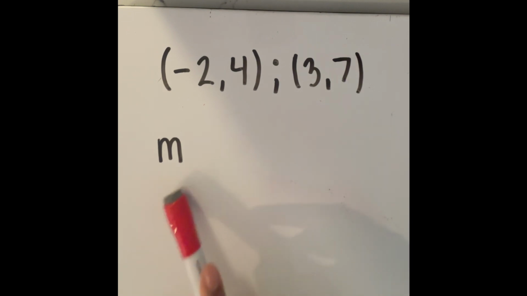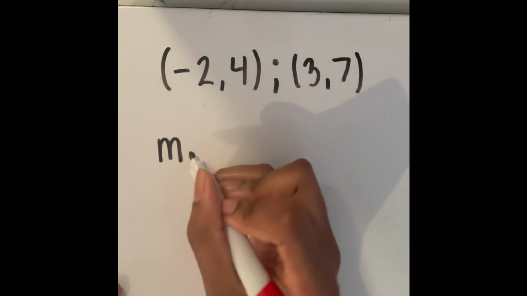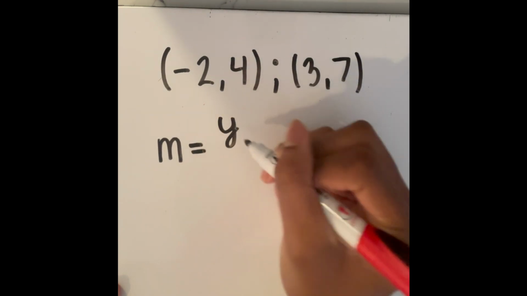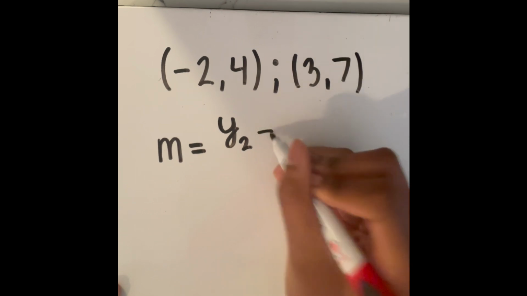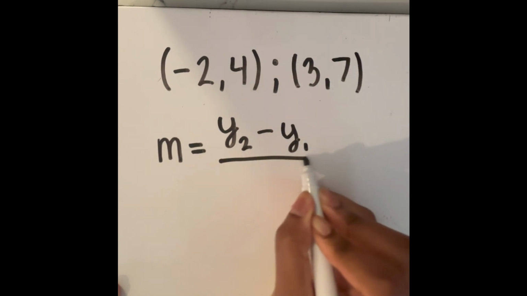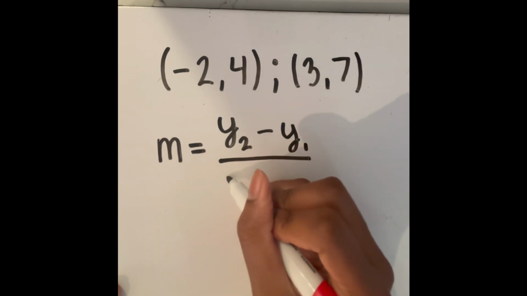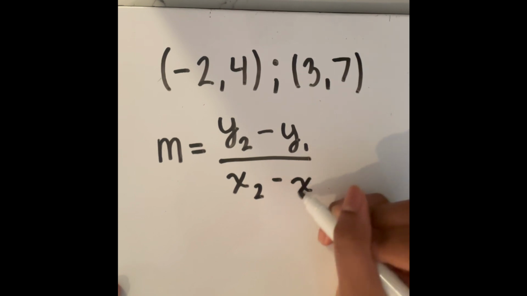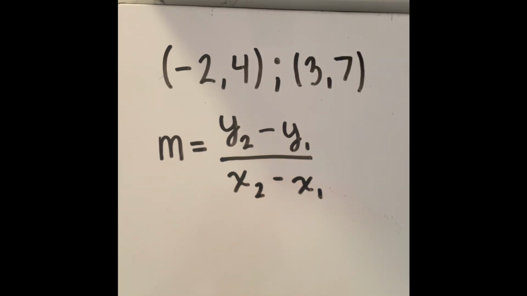So again, we have m, and our slope formula is m equal to y2 minus y1 over x2 minus x1. So this is our slope formula that we're going to be using today.